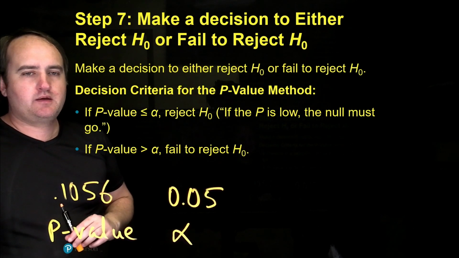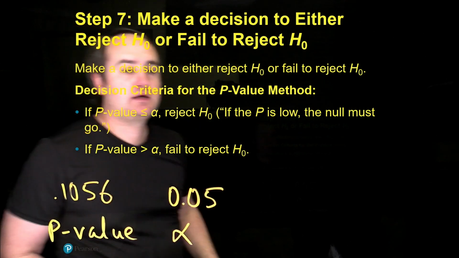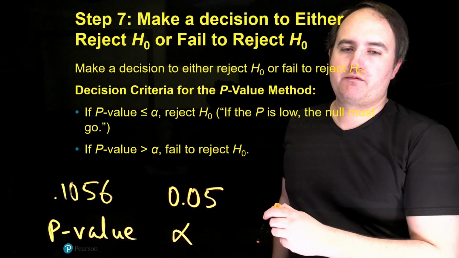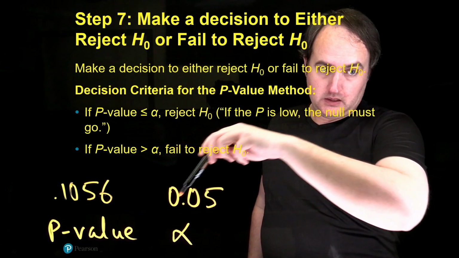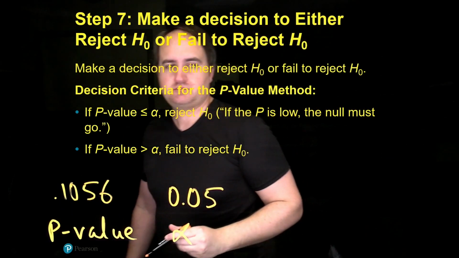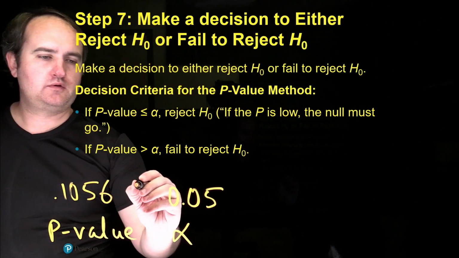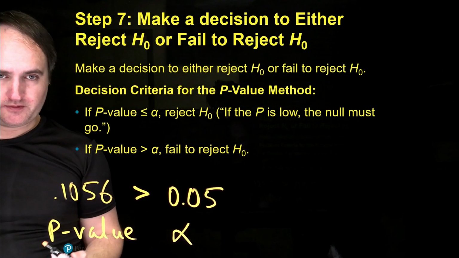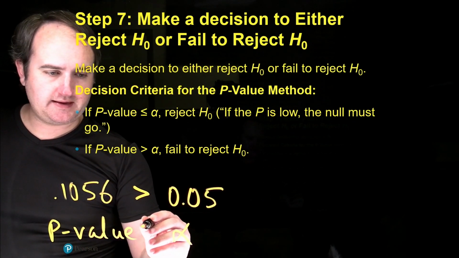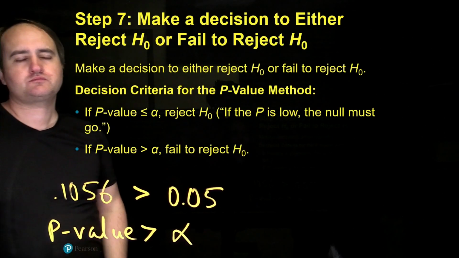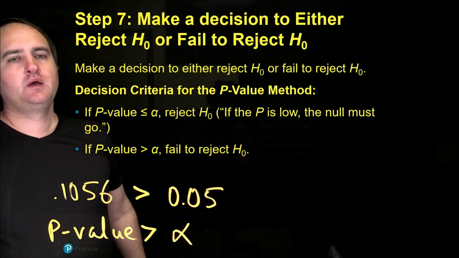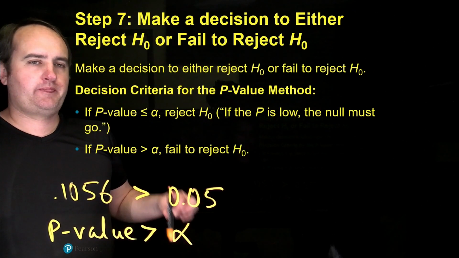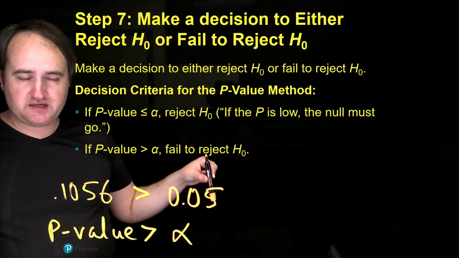So obviously, if we compare the p-value to alpha here, we have 0.1056 is greater than 0.05. Right, so that means the p-value is greater than alpha. Okay? So that's actually the confusing case, which is good.